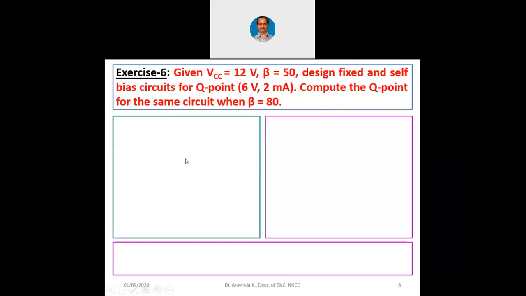So, let me solve this exercise. I have already solved it. Let me show you the results. Let us first design a fixed bias. For a fixed bias, now RC is 12 minus 6 divided by 2 milli. You will have to simply visualize the circuitry now. Always in electronics, we will have to visualize the circuitry in front of our eyes.